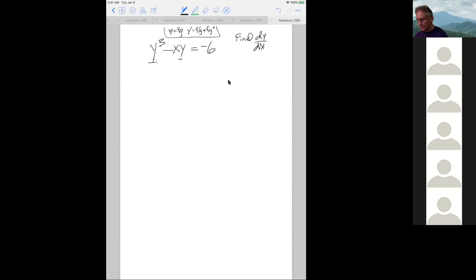Let's take the derivative of this now. So we've got y cubed minus xy equals negative 6. We're finding dy dx. So take the derivative. I'm going to take the derivative of each term. I'm going to write that out first.